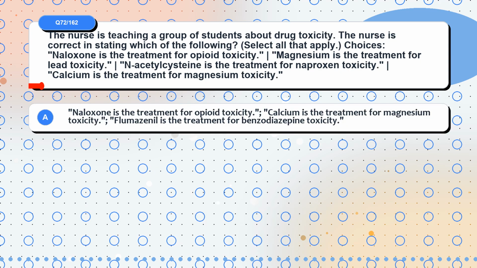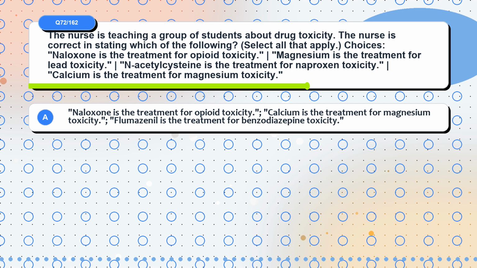Question 72. The nurse is teaching a group of students about drug toxicity. The nurse is correct in stating which of the following? Select all that apply. Choices. Naloxone is the treatment for opioid toxicity. Magnesium is the treatment for lead toxicity. N-acetylcysteine is the treatment for naproxen toxicity. Calcium is the treatment for magnesium toxicity.